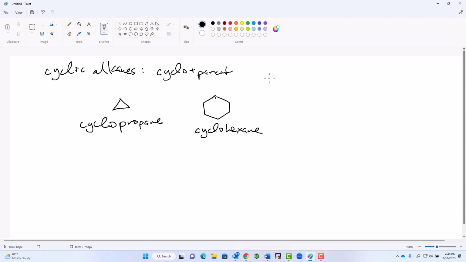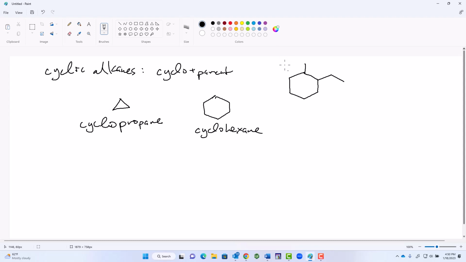So let's practice naming a cyclic system. So let's say we have this system here, where we have this on that position and this on that position. So unlike a linear alkane, in cyclic alkanes we can really start numbering anywhere. But remember, we still want to keep the substituents at the lowest possible positions.